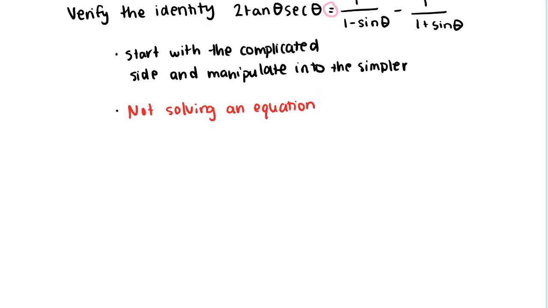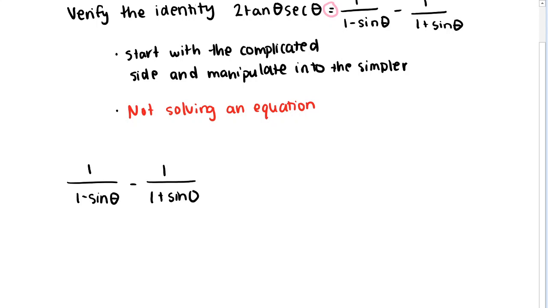So let me rewrite it down here. So 1 over 1 minus sine of theta, take away 1 over 1 plus sine of theta. So these are two fractions that I'm asked to subtract. So let's go ahead and perform that operation. Let's subtract them. And to subtract them, we need to make a common denominator. So I'm going to multiply this first fraction by 1 plus sine of theta over 1 plus sine of theta. Right, this is just 1.